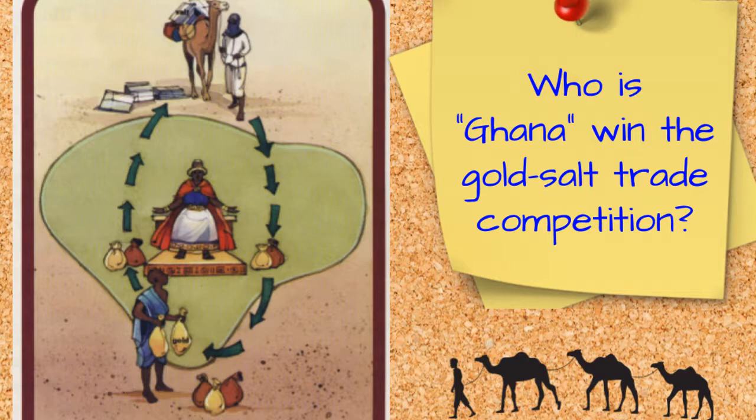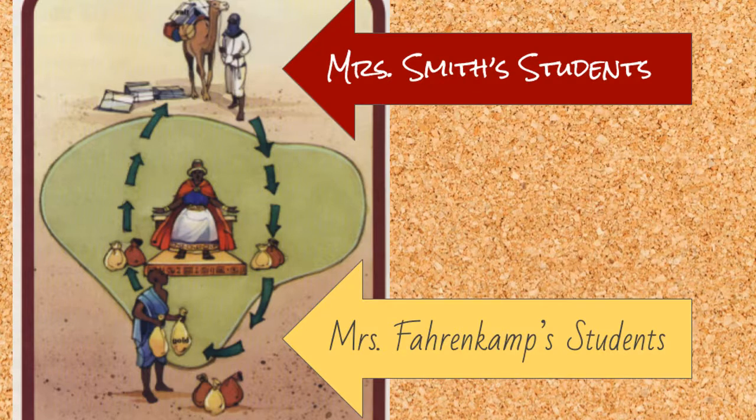Seventh graders, who is going to win the gold salt trade competition? Will it be Mrs. Smith's students as the North African salt traders, or Mrs. Fahrenkamp's students as the Wongaran gold traders? Remember, you're also competing against all the other classes of gold traders and all the other classes of salt traders.